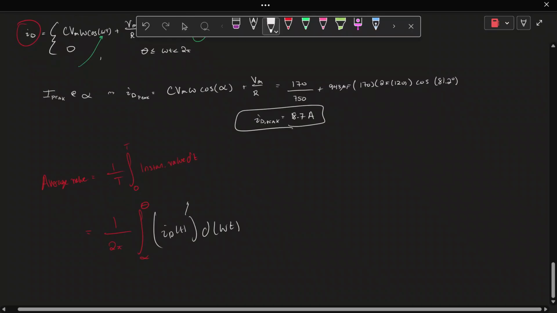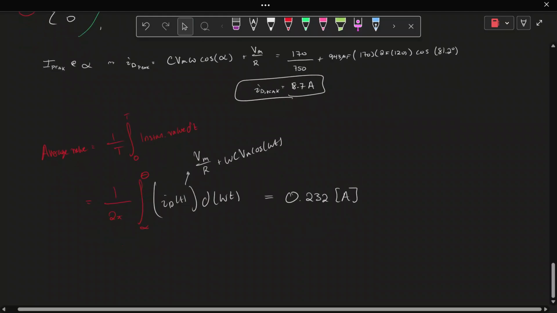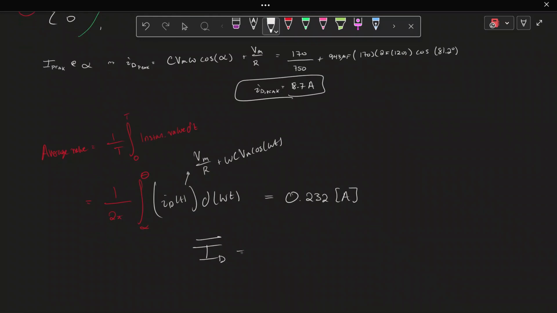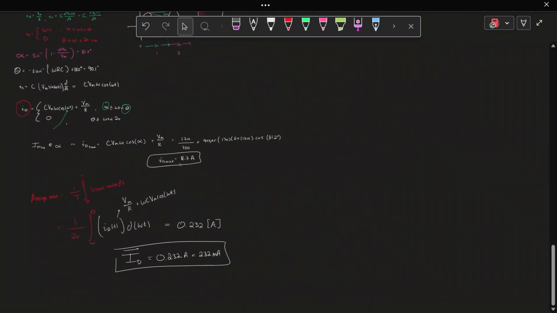So plugging this in, this part is now going to be Vm over R plus omega C Vm cosine of omega t. I'm not going to do all the work here. I'm just going to give you the answer. And what we get here is about 0.232 amps. And this is your average current. I put a line for average. 0.232 amps equals 232 milliamps. And that's your answer.